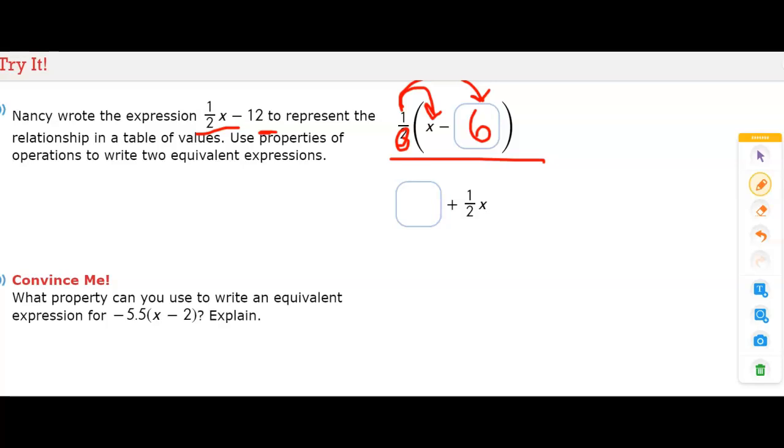The second is using the commutative property, which means we can switch the order of the numbers. So we have, let me erase this. We have 1/2 times x minus 6 at the top. And then we have here for the second one, 1/2 times x behind the plus sign. And then we'll just put the -6 in the front. And that's the commutative property of switching those orders. And then that's it. We're not solving this because they only want us to write 2 equivalent expressions.